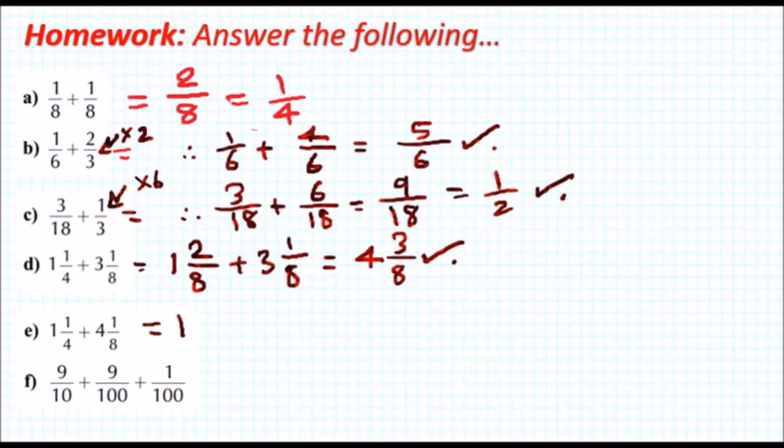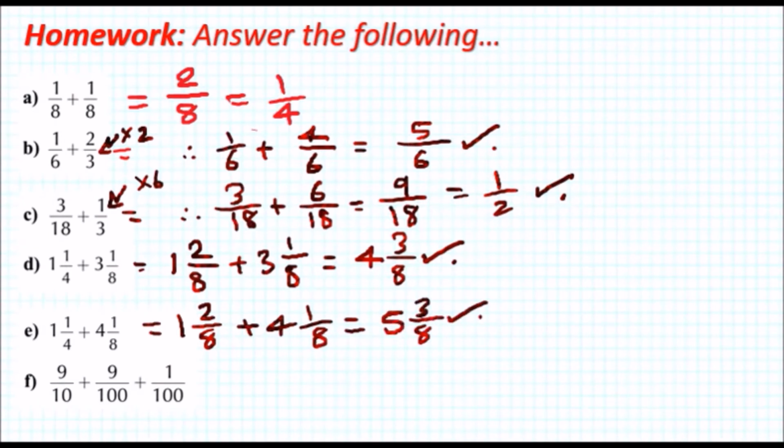Same thing applies here. So double the first fraction, you get 2/8. So it's the same. And then repeat adding. So 1 plus 4 is 5, and 2/8 plus 1/8 is 3/8. So nothing special here.